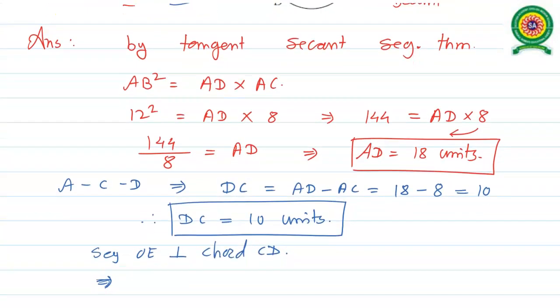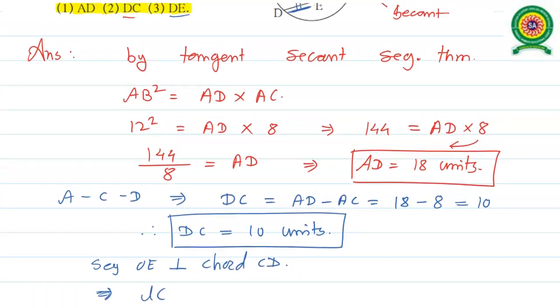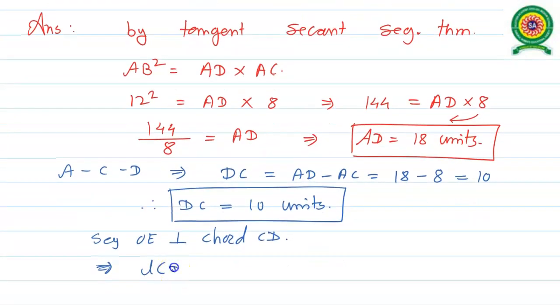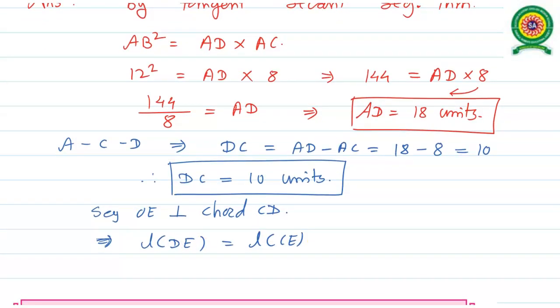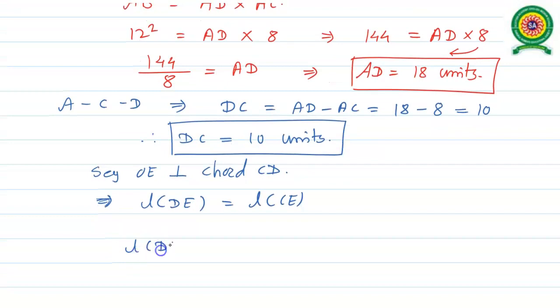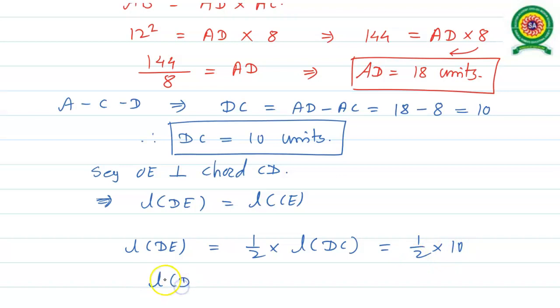So that implies length of DE equals length of CE. So we can write that length of DE is half of length of DC, because once the length of DE equals CE, E is the midpoint of segment CD. So we have half of length of DC, which is 10. 10 divided by 2 we get 5. So the length of DE is equal to 5 units.